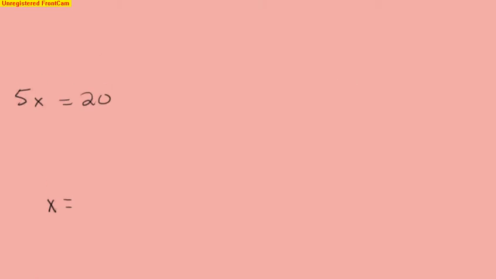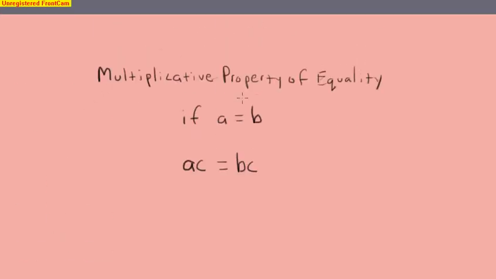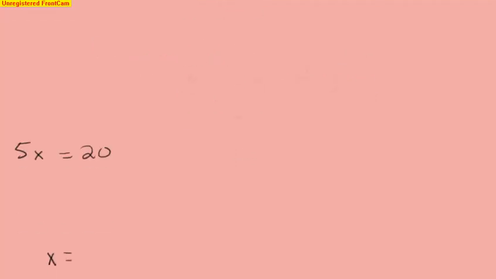And right away you might say, wait a minute, if we're going to divide by 5, I thought we were going to use the multiplicative, hard to say, property of equality. So why are we dividing if we're supposed to be multiplying? Well, the truth is really we're never going to divide again. We're always going to multiply by a reciprocal.